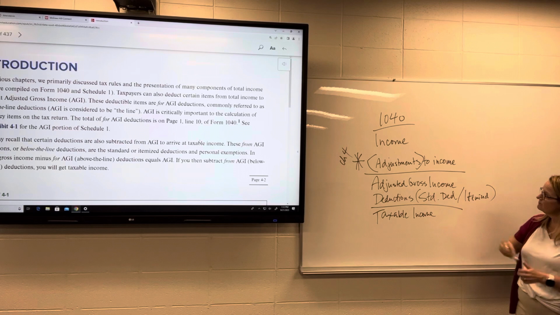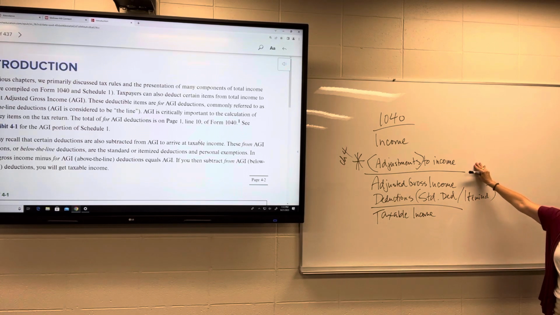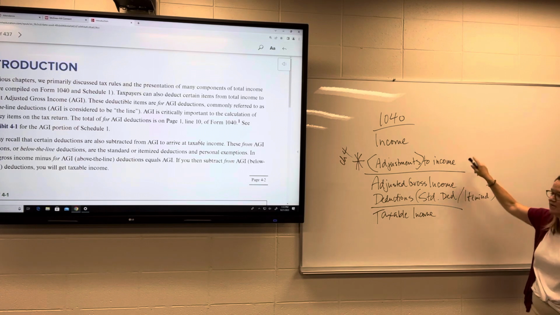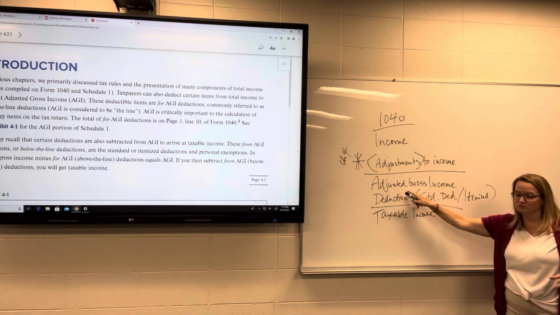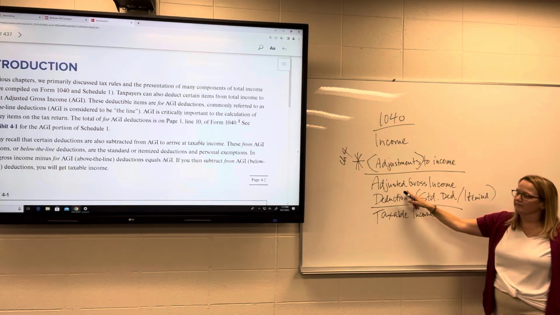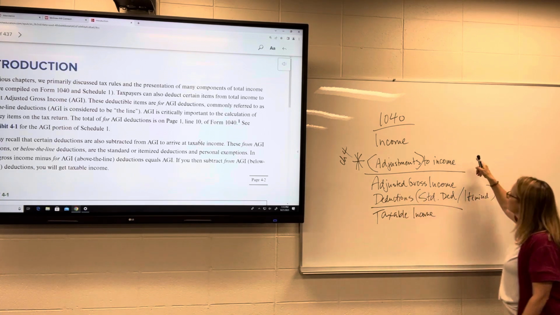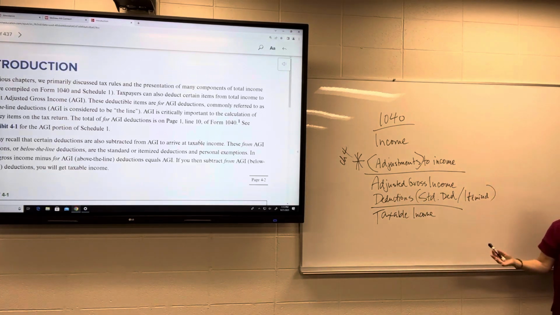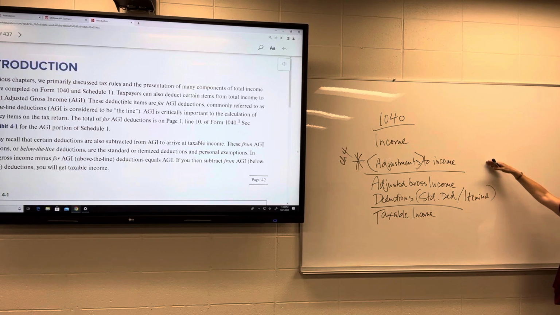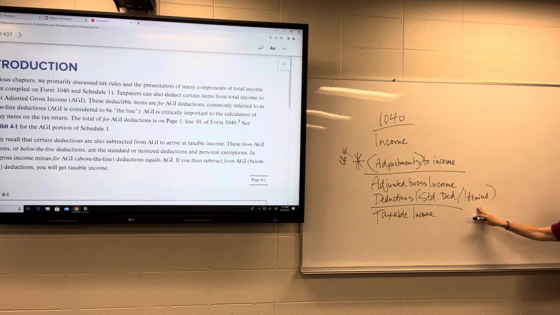Now you'll see, they're deductions. They're deducted from income. They're called adjustments because they affect adjusted gross income. So we're using that same terminology. But you see, we've got two classifications of deductions. We've got these adjustments up here before adjusted gross income, and then we've got these deductions down here that come after adjusted gross income.